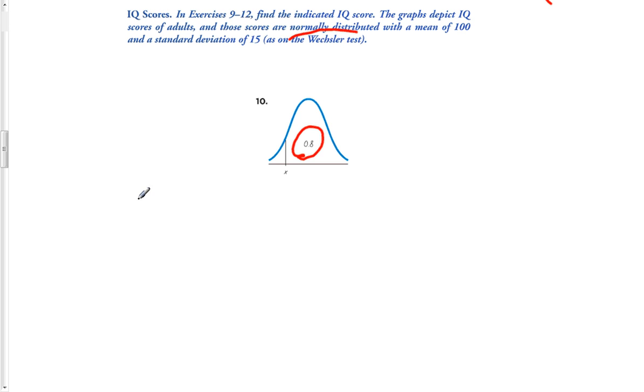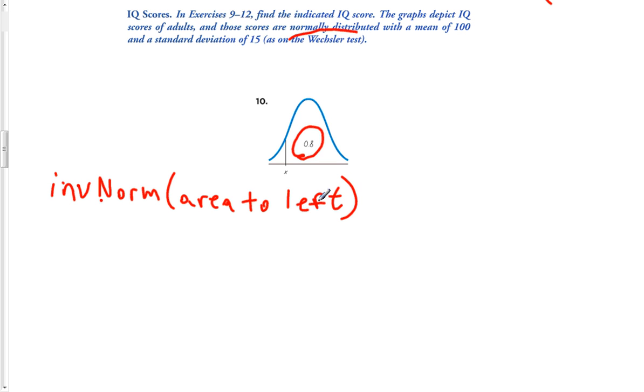But if you remember, that function in our calculator, inverse norm, we had to plug in the area to the left of the score, the z-score we wanted, and then it would give us the z-score. What we're being given here is the area to the right. So since this is the area to the right and we want the area to the left, we're going to have to do 1 minus 0.8 to find the area to the left, and 1 minus 0.8 is 0.2.